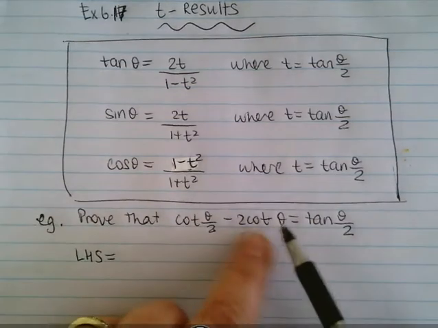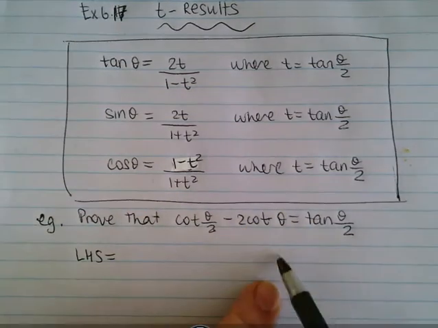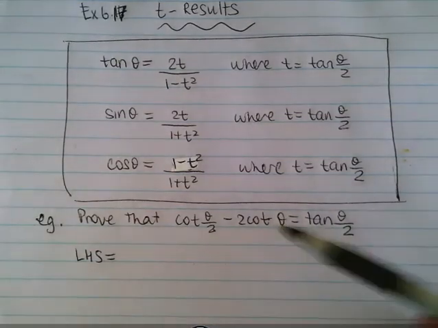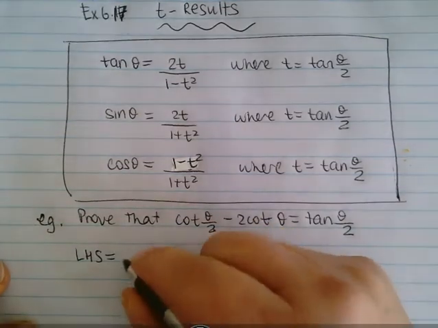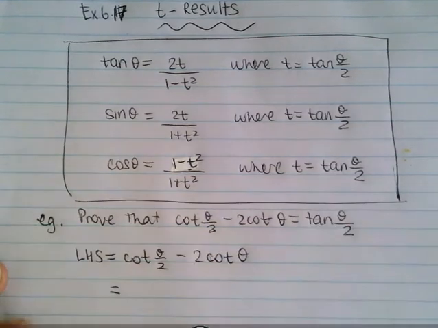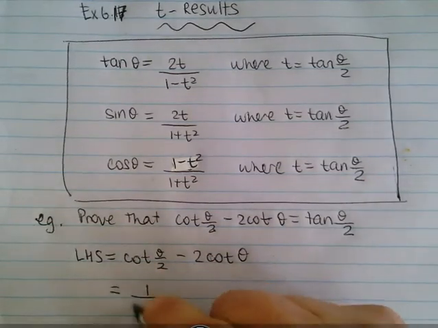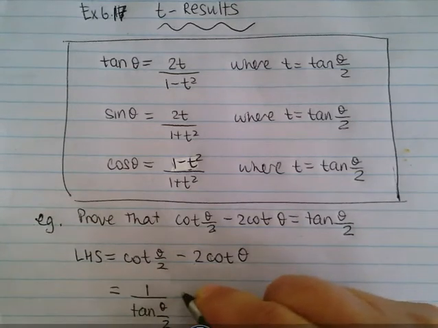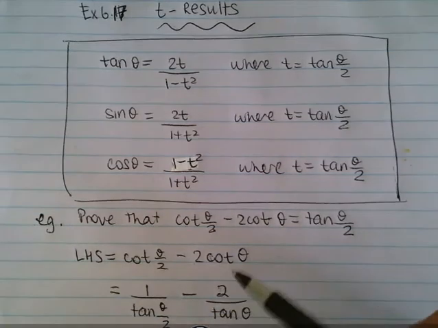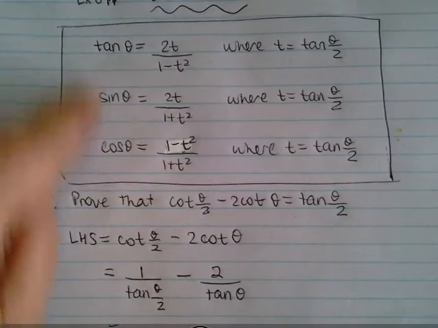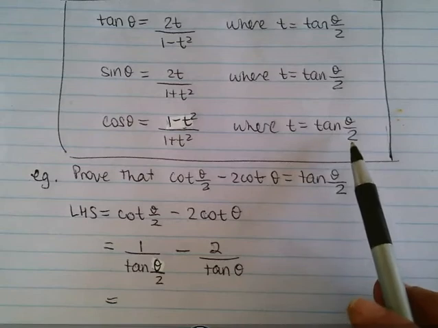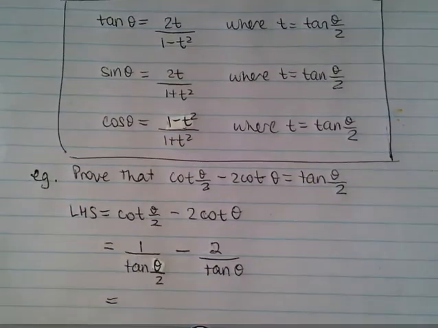So we're going to write cot theta basically in terms of theta on 2. So when you're using the T results, you're always writing it as a half angle of what you've got there. All right, so the left-hand side is cot theta on 2 minus 2 cot theta. Now, why don't I write this as 1 over tan theta on 2 minus 2 over tan theta. Are you okay with that? The 2 is not on the denominator. So there's our T results. Right-hand side equals tan theta on 2. You know tan theta on 2 is just going to be T. So we're hoping that when we fix this all up, we get T.